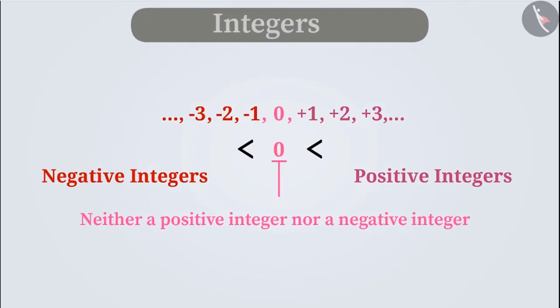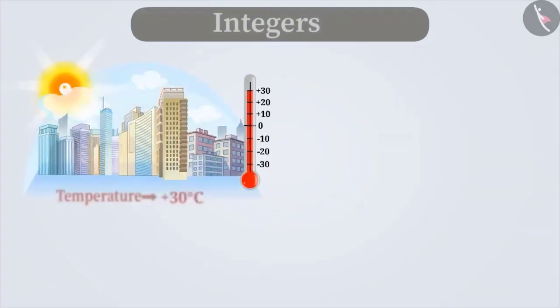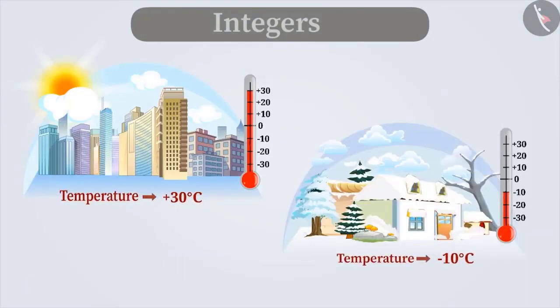These numbers are all around us. Let me show you some of these in our daily life. Examples of these are temperatures. Above zero is positive. Example is 30 degrees Celsius. And below zero is represented by negative numbers. Example is negative 10 degrees Celsius.